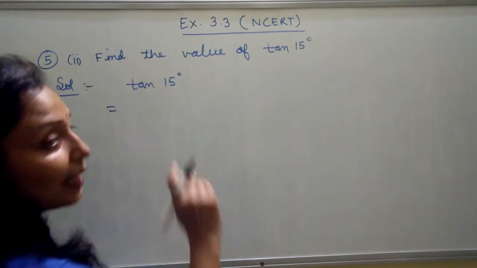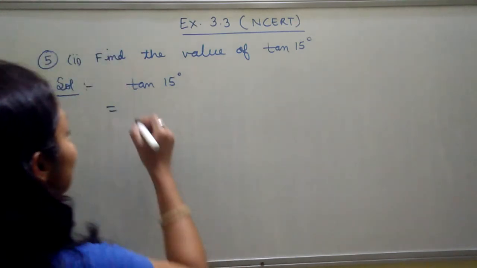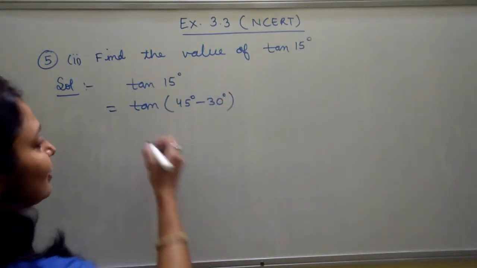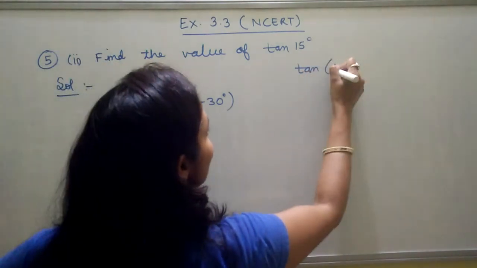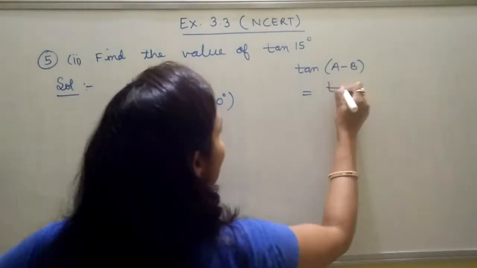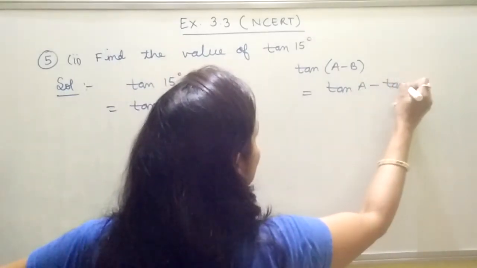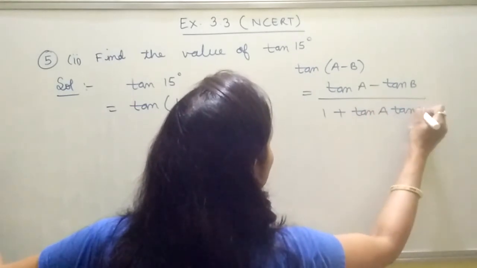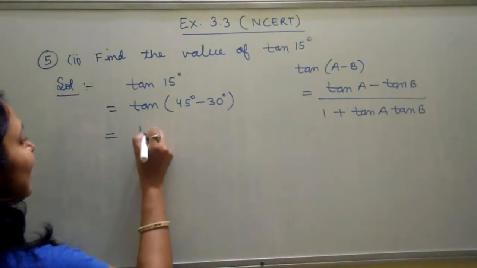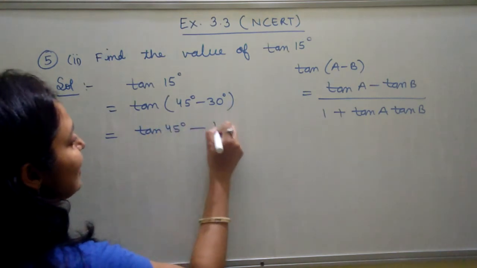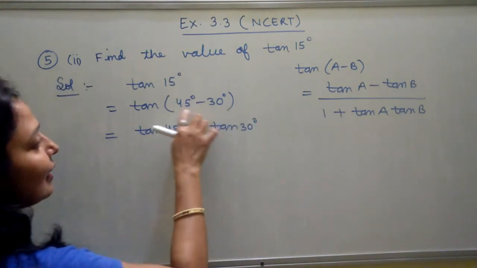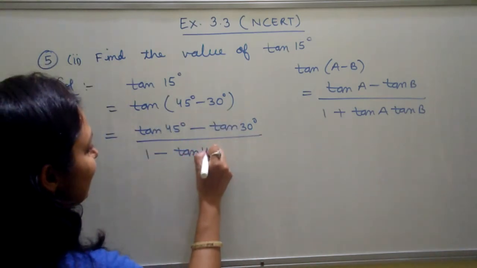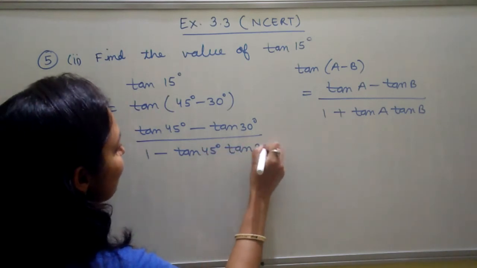Tan 15 is not a standard angle. Again use two standard angles to get 15 degree: tan of 45 minus 30, that is 15. I will apply the formula for tan (A minus B). What is that formula? Tan A minus tan B upon 1 plus tan A tan B. Right? So I will apply this formula: tan A minus tan B upon 1 plus tan A tan B. Now put the values.